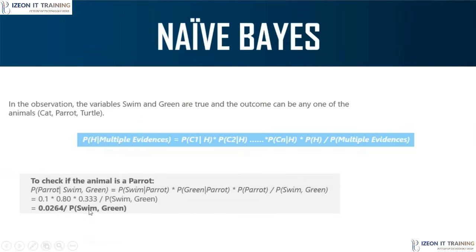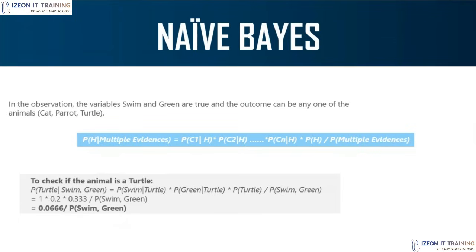Similarly, if you do this for parrots, you calculate the conditional probability, you'll get a value of 0.0264 divided by probability of swim comma green, right? We don't know this probability. Similarly, if you check this for the turtle, you'll get a probability of 0.066 divided by P(swim, green).